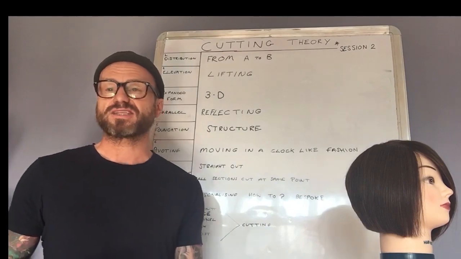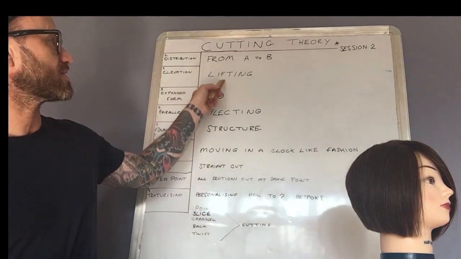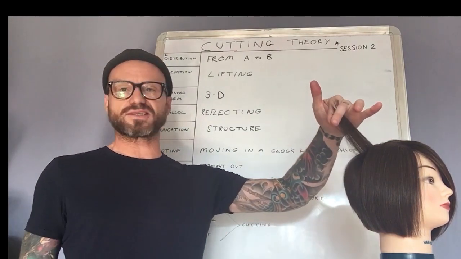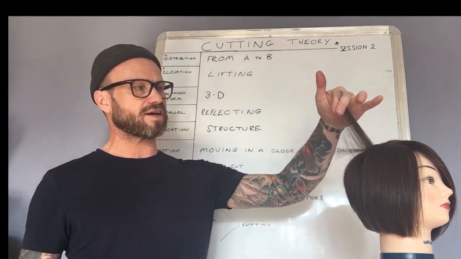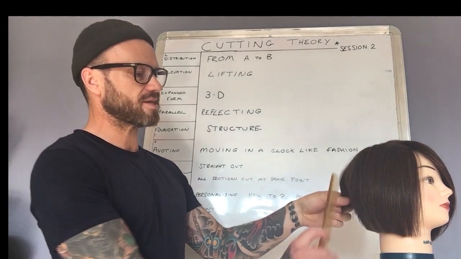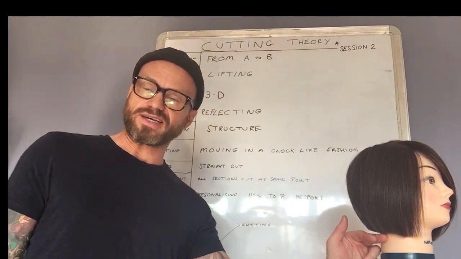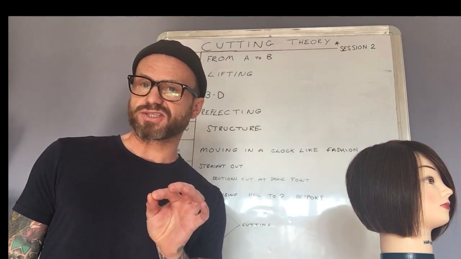What is elevation? It's basically lifting, okay? So the key word here is lifting. So again, if I use the same section, if I'm lifting the hair at 90 degrees, I'm elevating the hair to 90. If I'm graduating, I'm elevating the hair to 45. If I'm cutting the hair one length, it's what we would call a 0 elevation, okay?